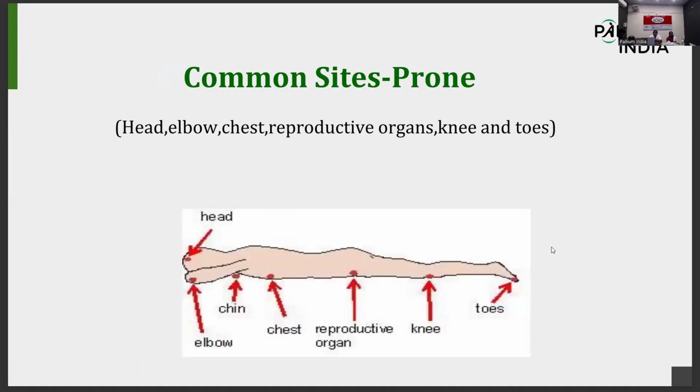Next, prone position. In the prone position, the head is most commonly affected. The forehead will be affected with pressure ulcers due to prolonged pressure. Next are the elbow, chin, chest area, then reproductive organs, and knee and toes. These are the most common areas in prone position patients.